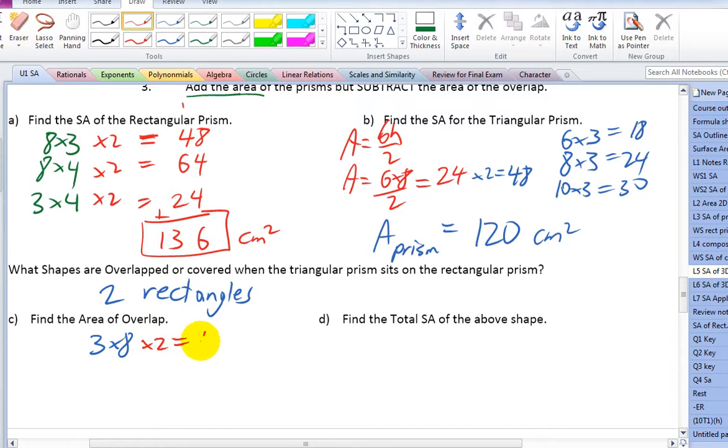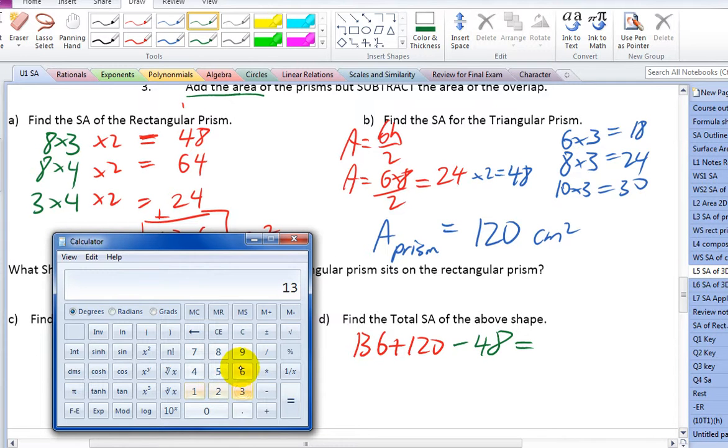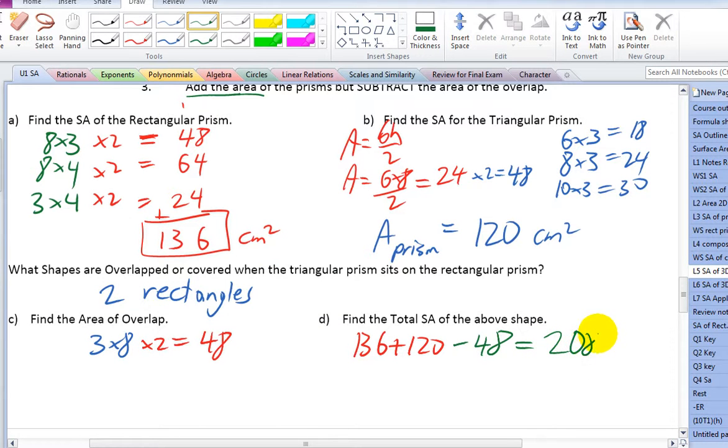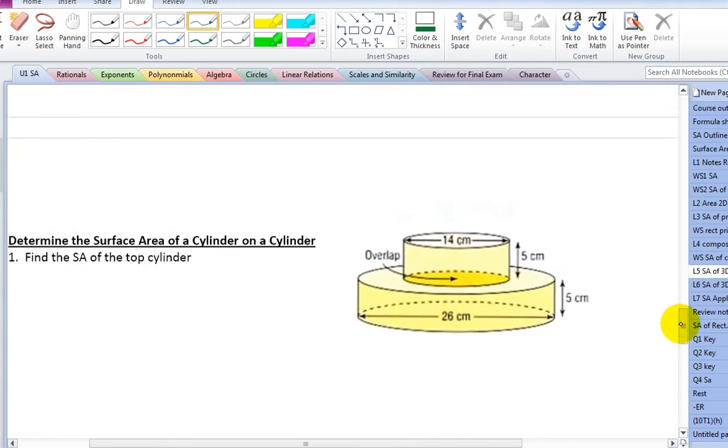Okay. So 48. So total surface area now, add the shapes up, and then what do we want to do with the overlap? Subtract it. So you got to take your overlap and take it away. And you get 208 centimeters squared. Okay. Any questions? Once, twice. Moving on then, next page.